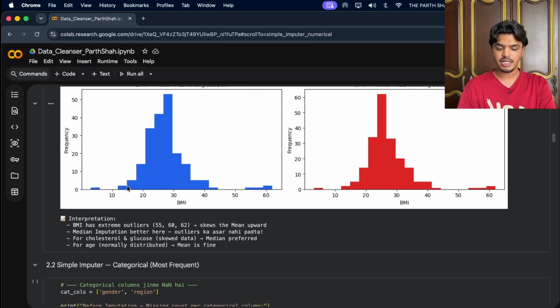This side-by-side histogram shows the difference. You can see the mean imputed BMI has a slight rightward shift due to those extreme values, but median stays cleaner.